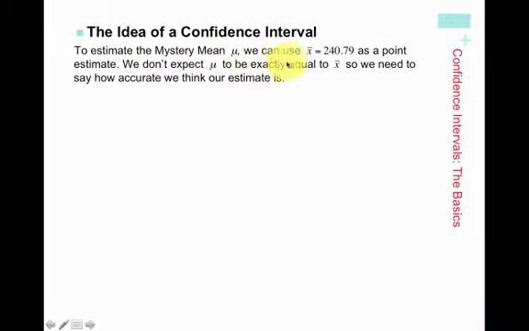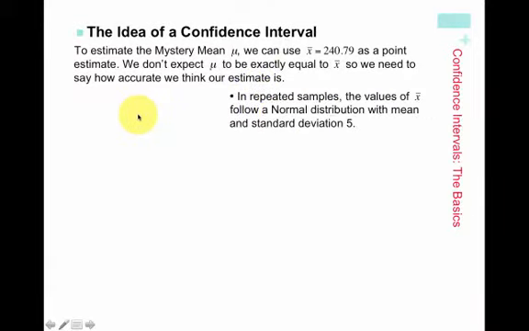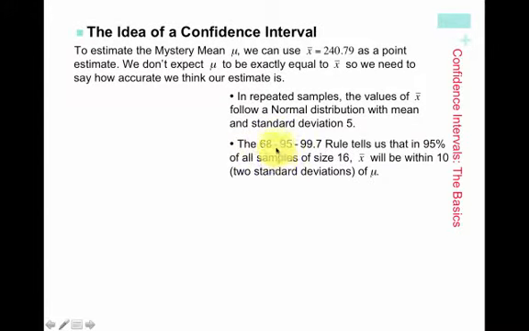To estimate the mystery mean, we can use x bar from our calculator sample as a point estimate. We don't expect mu to be exactly x bar, but we need to think about how accurate our estimate is. In repeated samples, the value of x bar will be normal with a mean of mu and a standard deviation of 5, which means the empirical rule tells us that in 95% of all samples of size 16, x bar will be within 10 units of mu. That's 2 standard deviations.